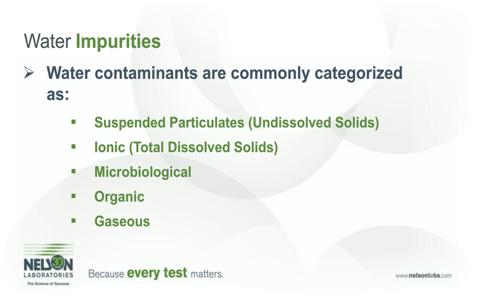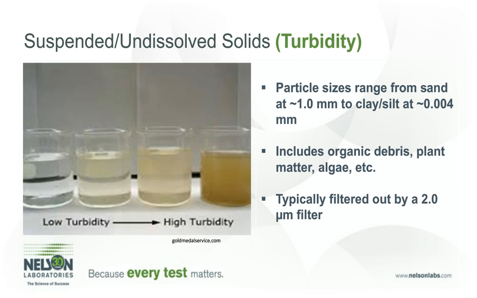Microbial impurities, such as microorganisms and endotoxins. Organic impurities encompass those organic compounds tested as total organic carbon, or TOC. And lastly, we have the dissolved gases, typically from atmospheric sources. Sources of the impurities span both the natural environment, but also man-made chemicals and even byproducts that have worked their way into the watershed over time.